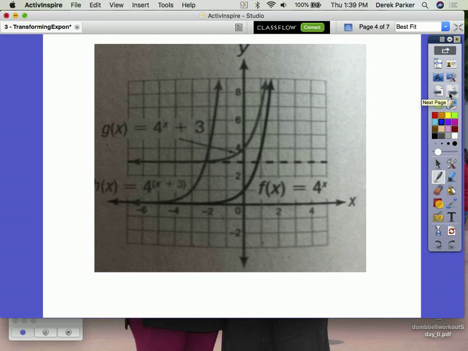And then there's the example. Here is 4 to the power of x plus 3. As you can tell, it moved up. And then here's the parent function, 4 to the power of x. And then the 4 to the power of (x plus 3), it moved to the left.